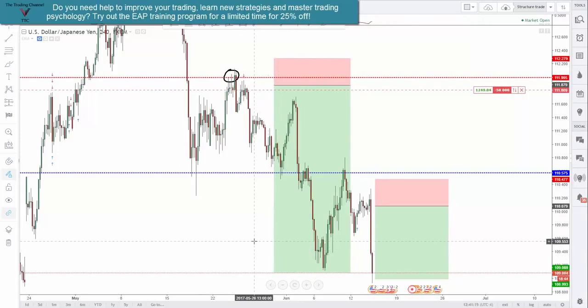So a great trade here on the dollar yen, utilizing the same stuff that you're learning here on this free YouTube video, guys. This is the power of knowing how to read structure and determine key points in the market where the market is likely to turn around.